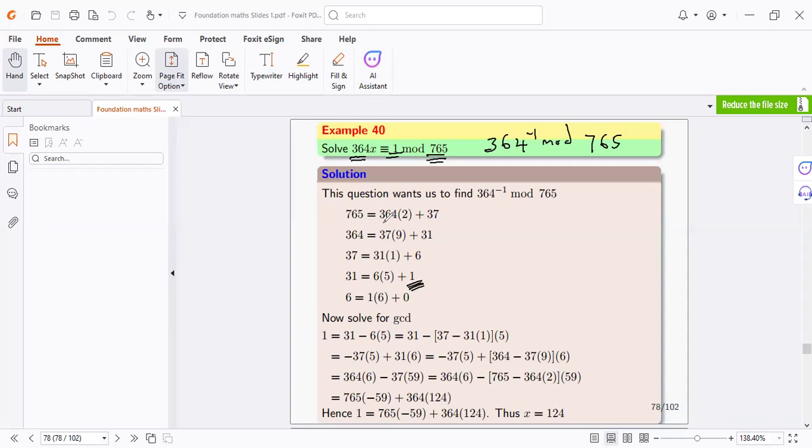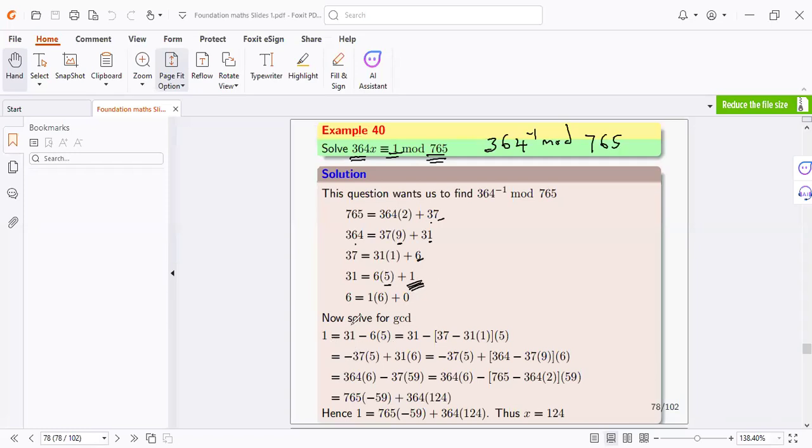So we ask ourselves, 364 into that. What is the remainder? Then this remainder into 364, 9 times. The remainder will be 31. 31 into 37, once. The remainder will be 6. 6 into 31, 5 times. The remainder will be 1. This is our GCD. Then reverse.